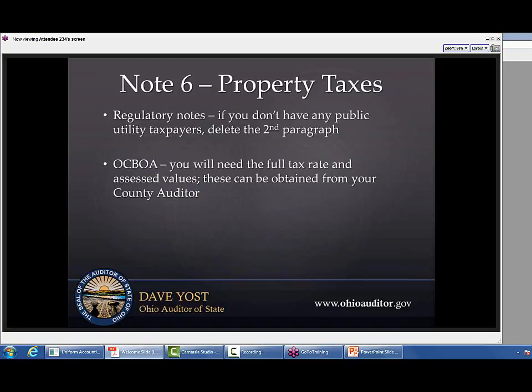But you have an additional disclosure that you need to make. You will also need to get the full tax rate and the full assessed values for the different types of property that are being taxed, and you can get those from the county auditor's office. And those will be presented in a table, and again, you'll see this when you pull up the sample as to what it looks like. And that's the difference in the two, really. They're pretty much the same note with the addition of disclosing the tax rate and assessed values for OCBOA.